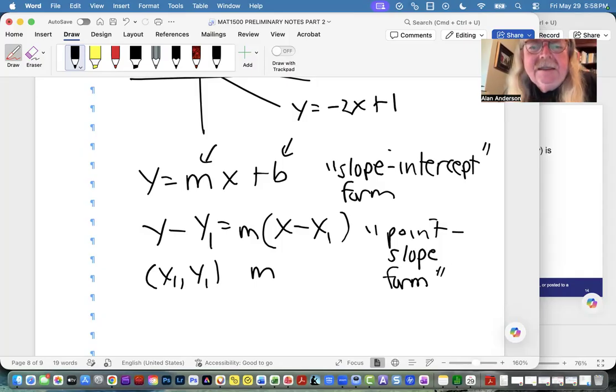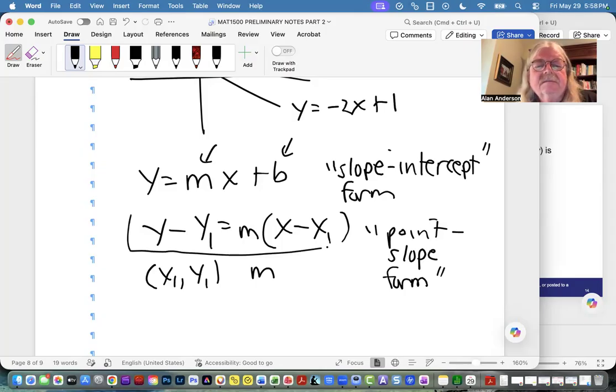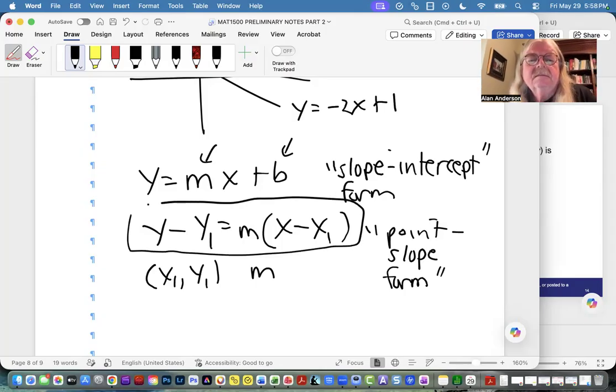Okay. Now, sometimes they'll ask you to do this. They'll ask you for the equation in the point slope form, and they mean do it this way. So if you write it out in the traditional slope intercept form, at least WebAssign will mark you wrong. They won't accept it because they're asking you for a specific format.